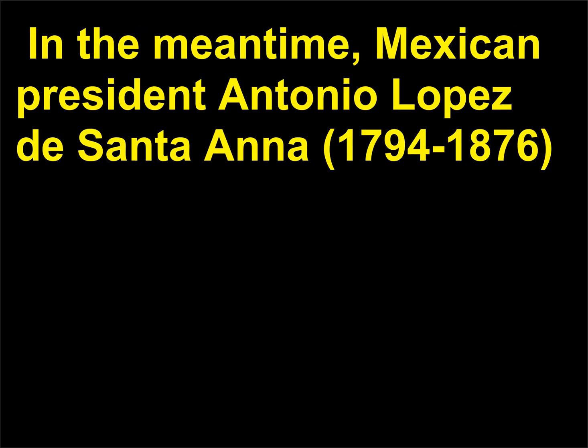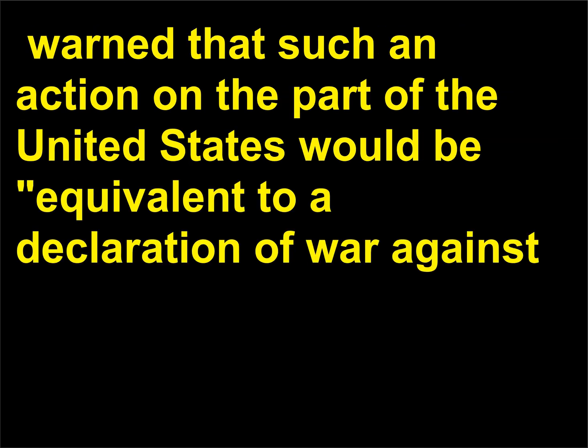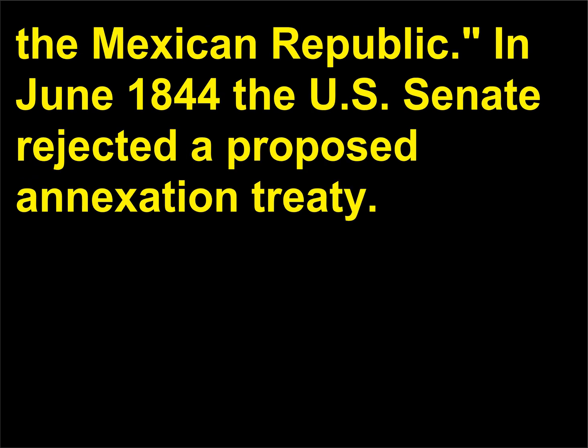In the meantime, Mexican President Antonio López de Santa Anna, 1794–1876, warned that such an action on the part of the United States would be equivalent to a declaration of war against the Mexican Republic. In June 1844, the U.S. Senate rejected a proposed annexation treaty.